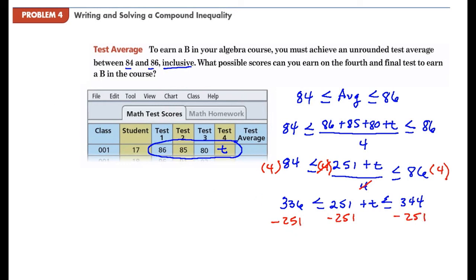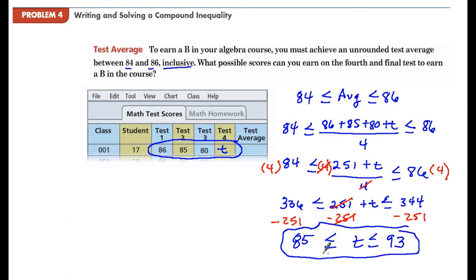So that's going to cancel our 251, and so this is going to give us 85, and so 85 is going to be less than or equal to, these cancel, so I'm left with a T, less than or equal to the difference of 344 and 251, which is 93. So here's our inequality. Here's our answer. Okay, so anything 85 or above, or anything less than or equal to 93 is our answer. So that would be our answer to finding the scores.